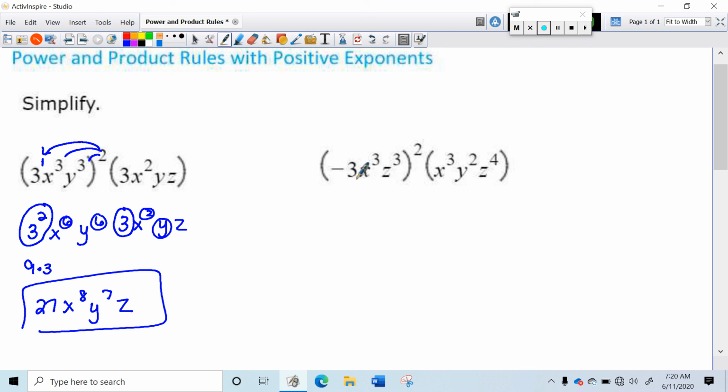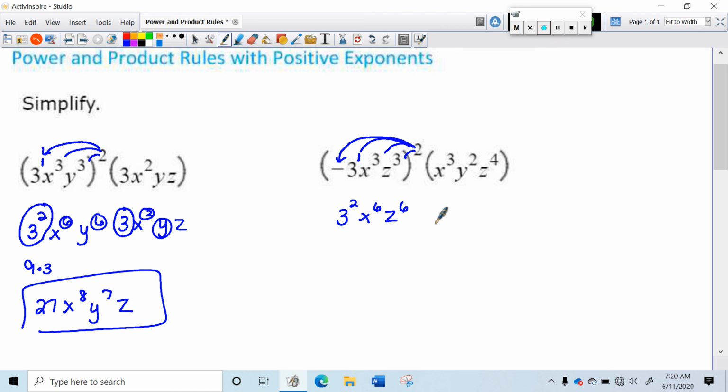So again, if nothing has an exponent, it's assumed to be a 1. Now this is a unique situation here because we have a negative inside with an even exponent. I'm literally going to square the negative. So a negative times a negative is a positive. So that negative is not going to be in our answer. So I'm just going to write down the 3. And 2 times 1 is 2. For my x, 2 times 3 is 6. For my z, 2 times 3 is 6.